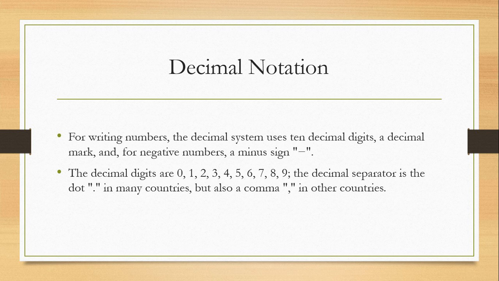Decimal notation or representation. For writing numbers, the decimal system uses 10 decimal digits, that I said is 0 to 9, a decimal mark, or for negative number you have a negative sign, which is minus. So you put that before the figure. And the decimal digits are 0 to 9. The decimal separator is the dot. Every country has its own way of expressing different terms of figures. So in many countries, the decimal separator is written in the form of dot, but in many countries it's also written as comma.